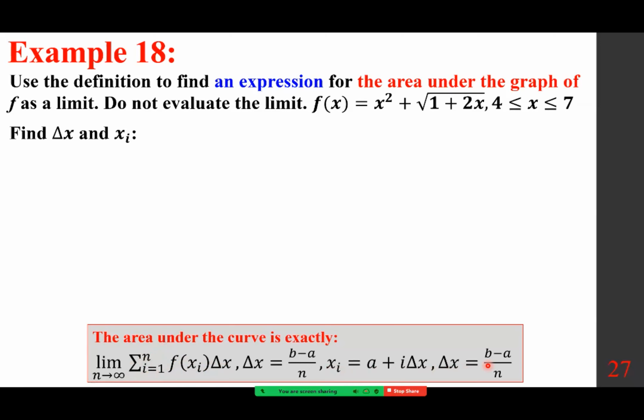We will look at the proper way of finding it. And so according to this, therefore, a is 4, b is 7, delta x is b minus a over n. So a is 4, b is 7, delta x is b minus a, meaning 7 minus 4, meaning 3 over n. So that's delta x. What is x sub I? A plus I delta x.